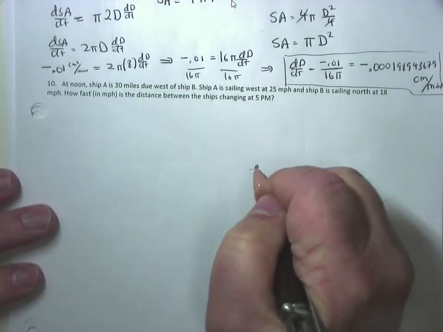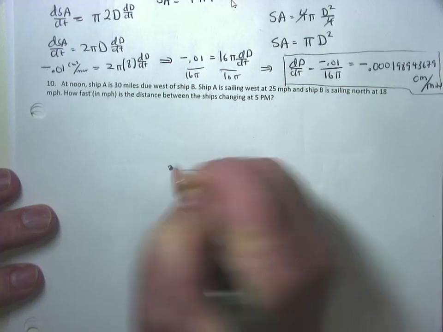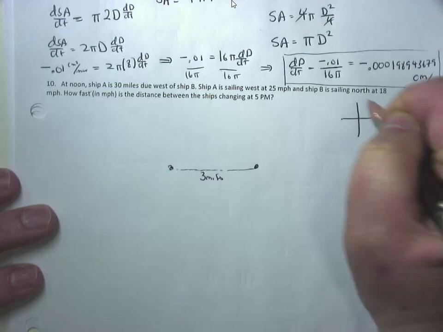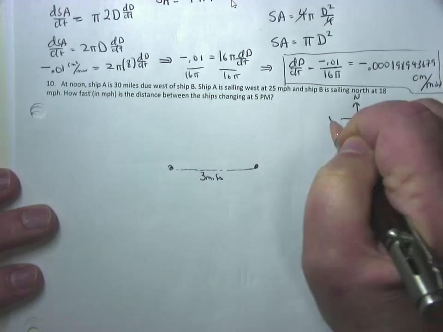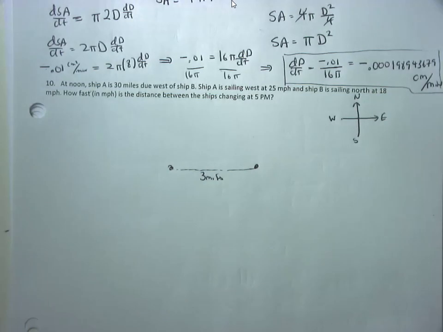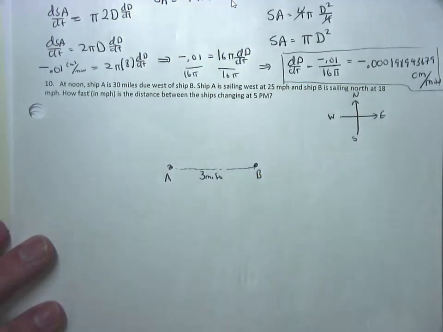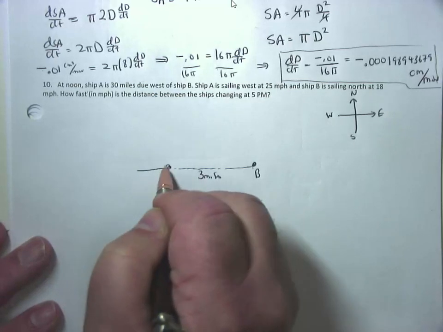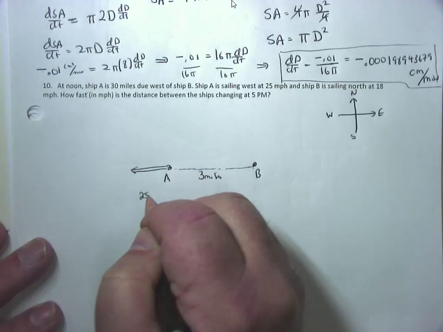All right, so I'm here and here, and the distance is 30 miles. Just in case you wanted to know, because you guys weren't Boy Scouts or whatever, Girl Scouts: north, south, east, west. There's my compass. All right. Ship A is here because it is due west of Ship B right here. Ship A is sailing west at 25 miles per hour. So Ship A is moving this way, and it's sailing at 25 miles per hour.